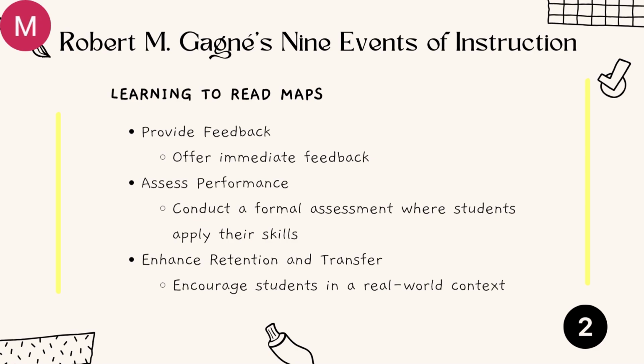Next, providing feedback. Immediate feedback is important in this instance in order to correct any misconceptions and reinforce correct interpretations of the maps. Lastly, or second to last, conducting a formal assessment where they apply their skills to a new map to ensure they can actually interpret and use it. And then after the assessment, the ability to encourage students to use it in a real world context, such as planning a field trip or using maps in a geography project.